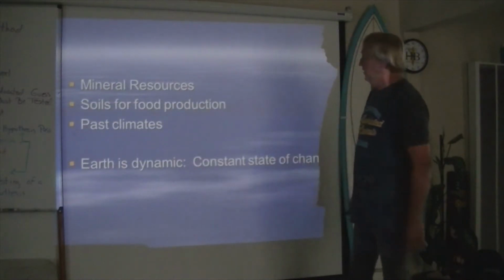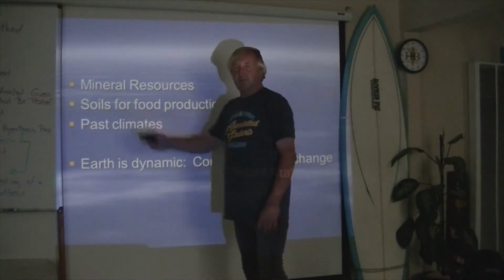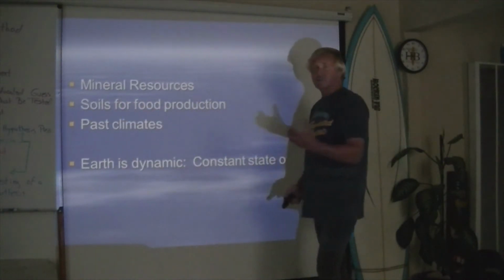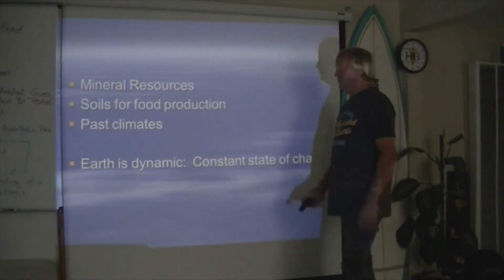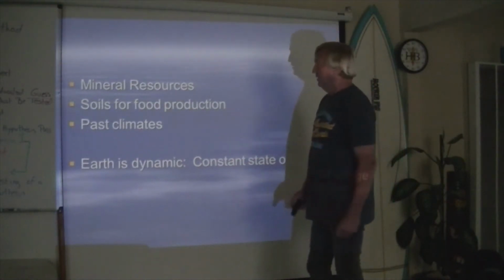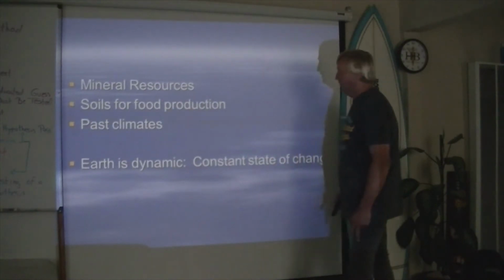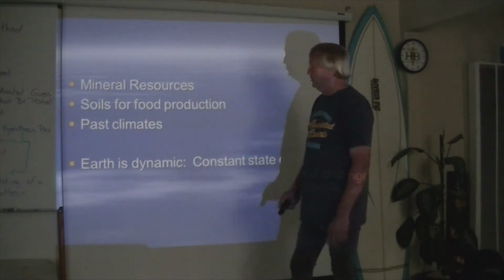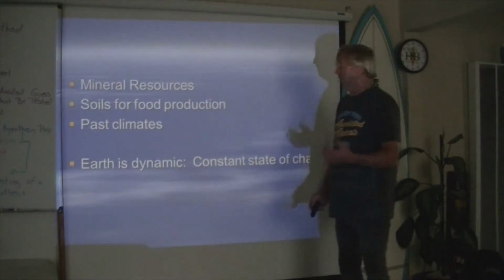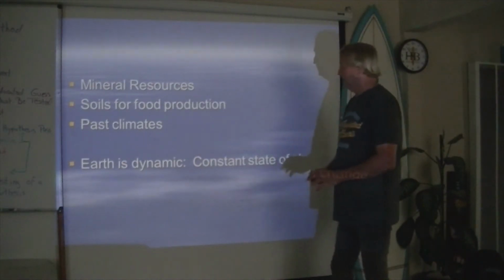Mineral resources, soils. So where do soils come from? This is weathered rock. So rock that contains minerals like iron, magnesium, potassium. Those minerals that are in the rocks weather out. And then those key elements such as iron, magnesium, potassium are then trapped in the soils, and those are the really good soils for growing crops. And of course, past climates. We're going to spend a lot of time on climate.